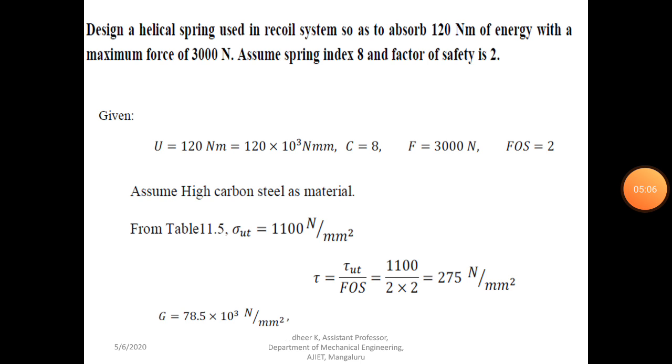And the value of modulus of rigidity for the high carbon steel, you know how to find this one. That is from the beginning of your data book. So G is equal to 78.5 into 10 to the power 3 Newton per millimeter square.